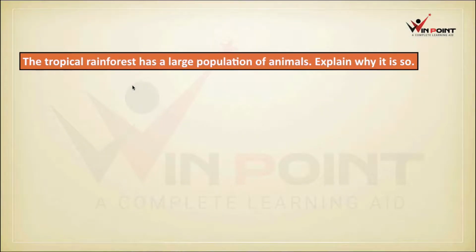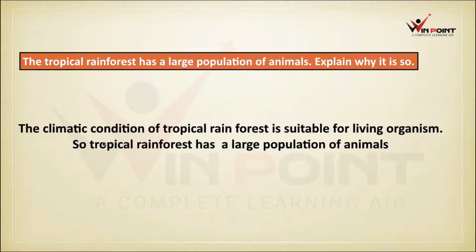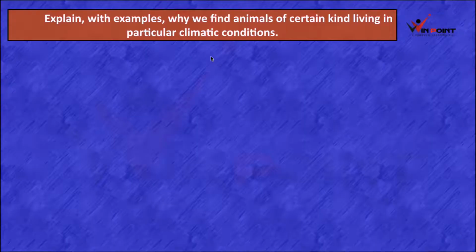The tropical rainforest has a large population of animals. Explain why it is so. The climatic condition of tropical rainforest is good for living organisms. It is suitable for living organisms, so tropical rainforest has a large population of animals.